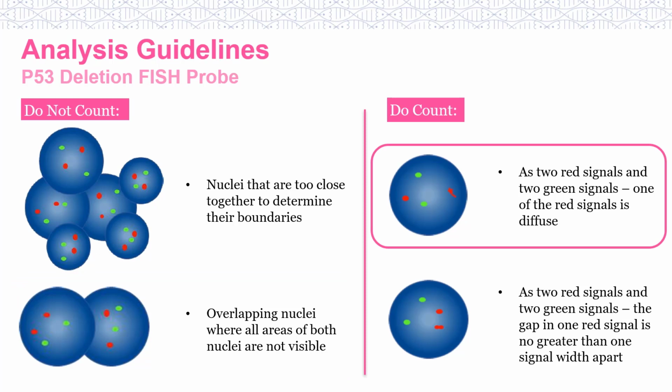First, a cell like this one on the top right may be seen where one of the red signals may appear to be diffuse or spread out. This cell should be analysed as 2 red and 2 green signals.